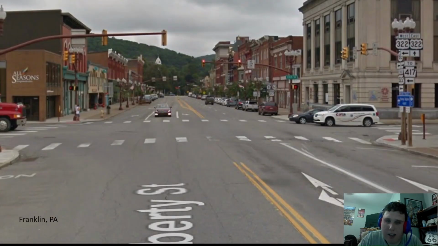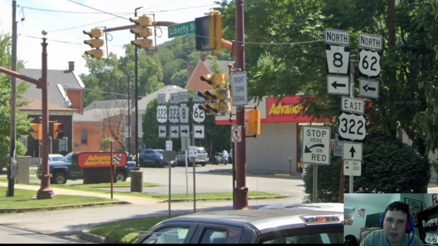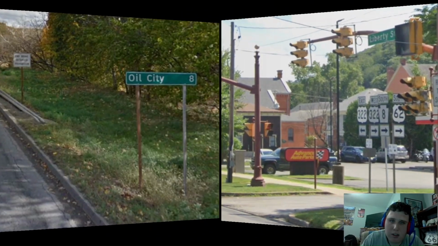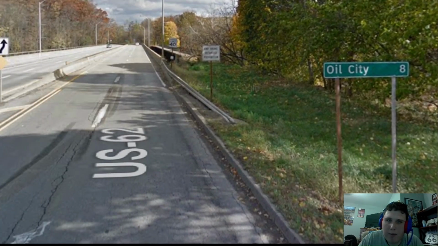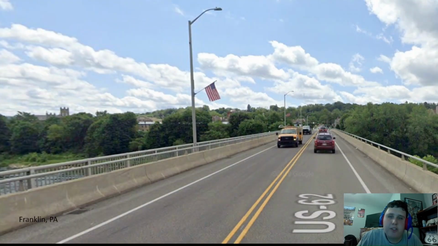Here in Franklin, we're meeting US Highway 322, and 322 and 62 remain concurrent as we head through downtown Franklin. Here is 62 splitting off from 322, and 62 and 8 are going to be heading towards Oil City, which is only 8 miles away. We are crossing over a branch of the Allegheny River onto the other side into the mountainous area of Pennsylvania.